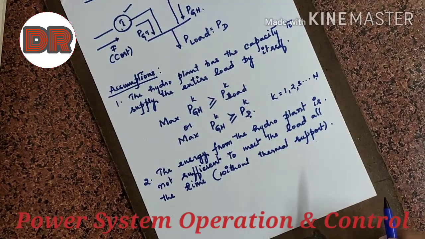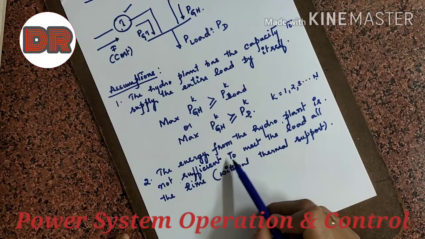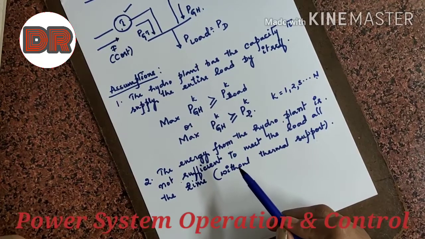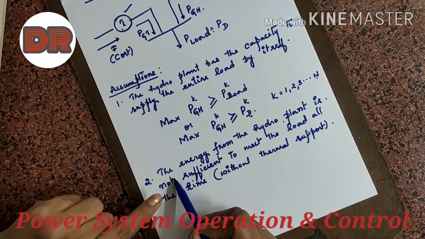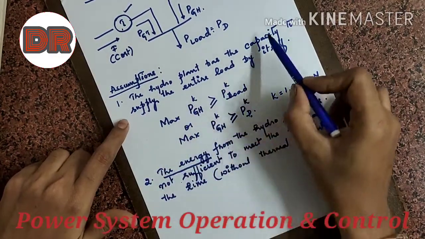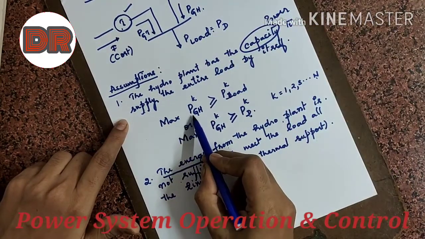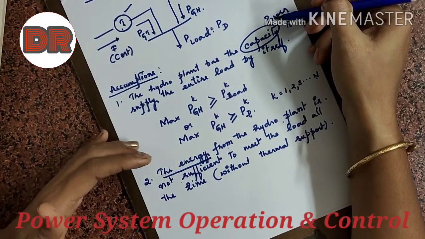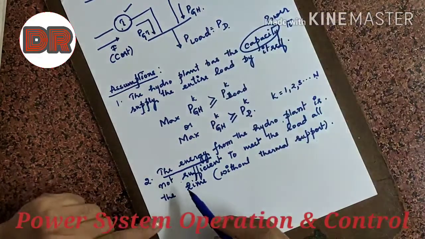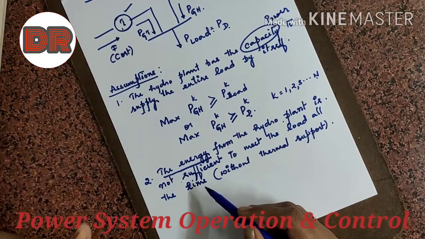The second assumption is that the energy from the hydro plant is not sufficient to meet the load all the time. Please understand this concept. In the second assumption, they have taken the energy, and here we have taken the assumption for capacity. When I say capacity, it is the power, that is what we have mentioned here, PGH. So the maximum power capacity is such that it can supply the entire load. But suppose I take the energy, which is basically a product of power and time.